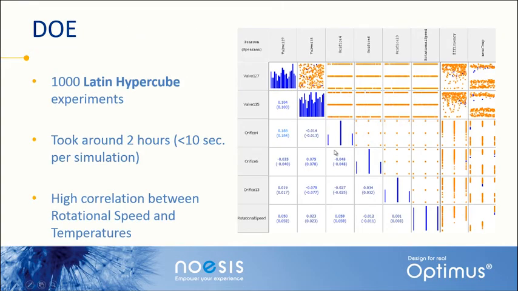For instance, you can see the random DOE covers much more of the design space than simply the factorial DOE. We typically find that for CAE problems, a Latin hypercube DOE satisfactorily covers the entire design space. We ran a DOE of 100 experiments. This took about 2 hours of simulation time. And what we found, and we'll focus on this a little bit later, is that there was a high correlation between the rotational speed and the temperatures, and the mean temperature.